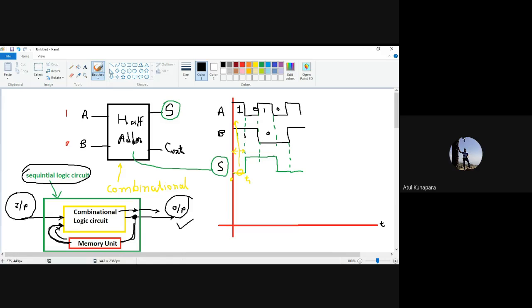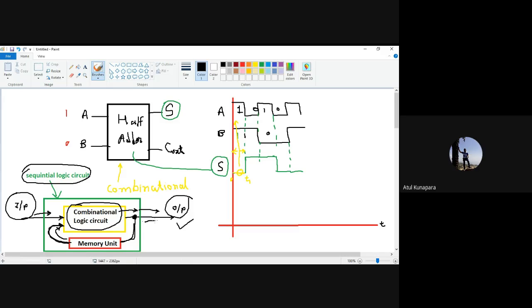Because of this, the output given by this combinational circuit will depend on two things. One, what is coming from the input side, or you may call it the input variable side, and second, what is given by the memory. So on those two parameters your combinational circuit will work and give you the output. Am I making this clear again? Yes, it is clear now.